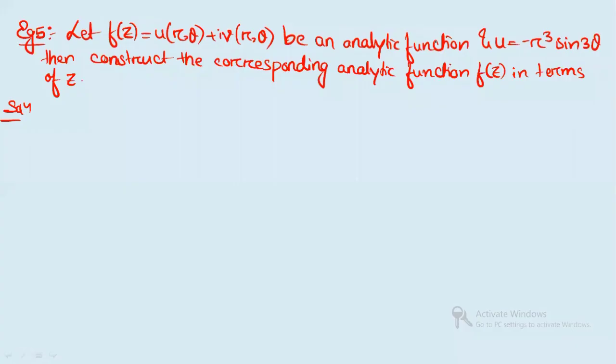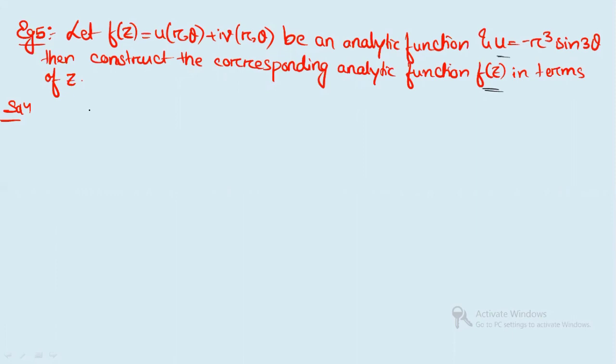So till now we have solved all the examples in Cartesian form, right? So this question will be solved in the polar form. So here what it is said, that let function f(z) equals u(r, theta) plus i v, as a function of r, theta, be an analytic function, and u is given to us as minus r cube sine 3 theta. Then you have to construct the corresponding analytic function f(z) in terms of z. So u is given, you have to just construct f(z) in terms of z. Alright. So for this we will use the Cauchy-Riemann condition in the polar form.